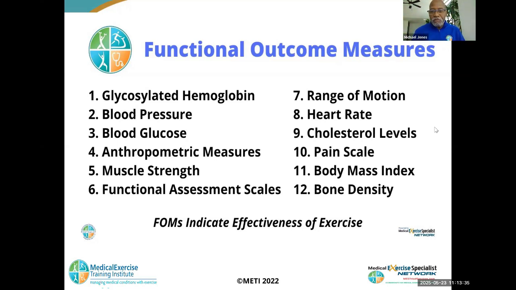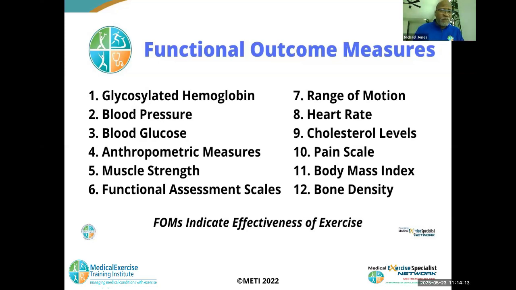Number seven, range of motion. Number eight, heart rate. Number nine, cholesterol levels. Number 10, the pain scale. And again, this is a 1 to 10 pain scale that we try to use as objectively as we can. With 1 being the least amount of pain, 10 being the greatest amount of pain. Number 11, body mass index. And I know for a lot of you in the fitness industry, when you hear the word BMI or the phrase BMI, you go crazy. Folks, in the medical community, BMI is still used as a measurement that is important in determining certain procedures or surgical interventions. And with that, BMI is still something used in the medical community.